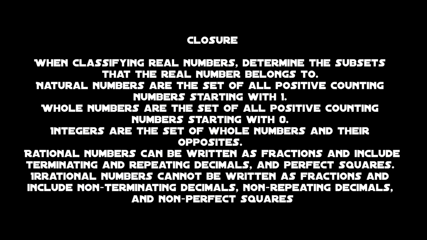In this lesson, we learned when classifying real numbers, determine the subsets that the real number belongs to. Natural numbers are the set of all positive counting numbers starting with 1. Whole numbers are the set of all positive counting numbers starting with 0. Integers are the set of whole numbers and their opposites. Rational numbers can be written as fractions and include terminating and repeating decimals and perfect squares. And irrational numbers cannot be written as fractions and include non terminating decimals, non repeating decimals, and non perfect squares.